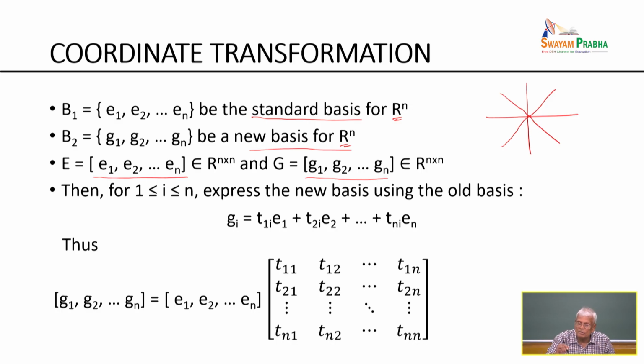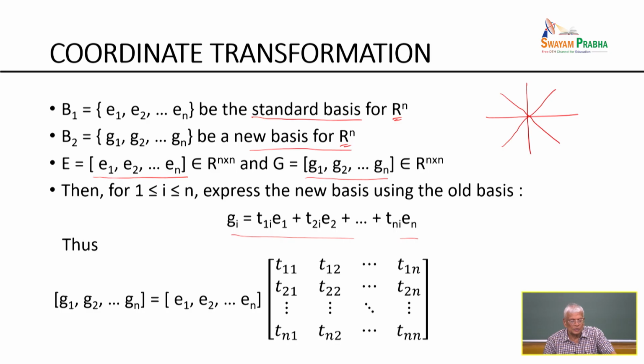So every vector in the new basis, please understand, they all share the same space. So every Gi must be expressible uniquely as a linear combination of my old basis. So that's what this one is. Gi must be representable as T1i E1 plus T2i E2 plus Tni En. Are you all with me, please?